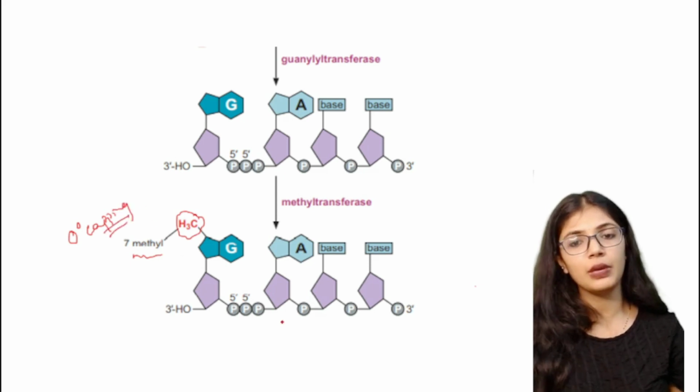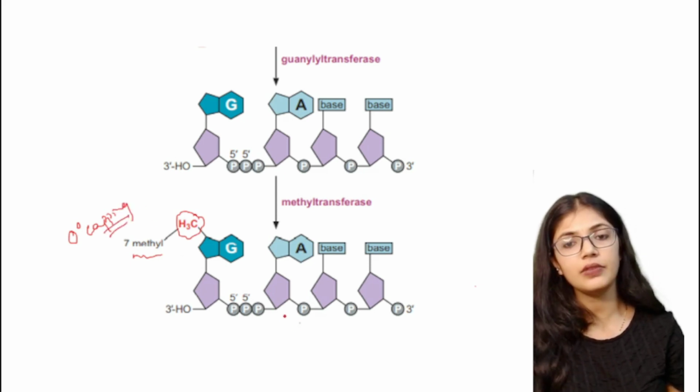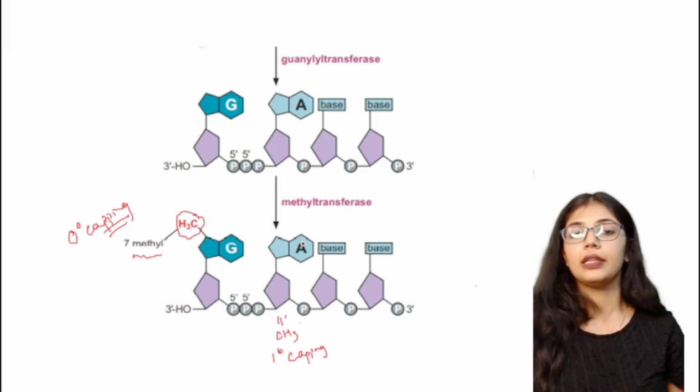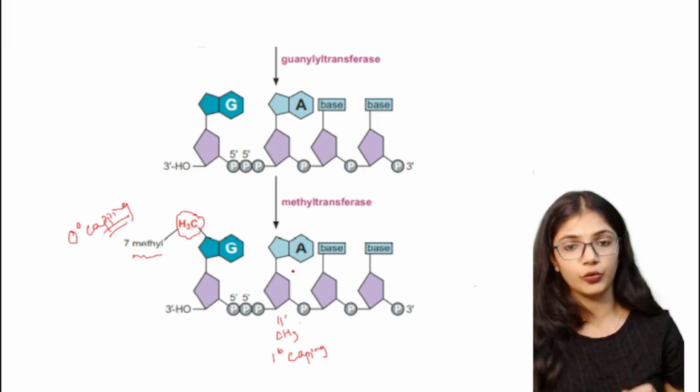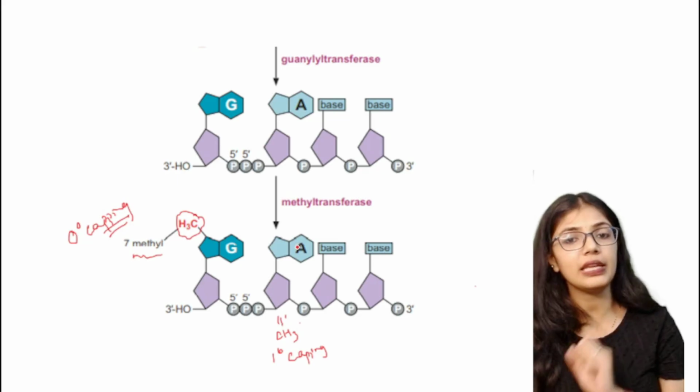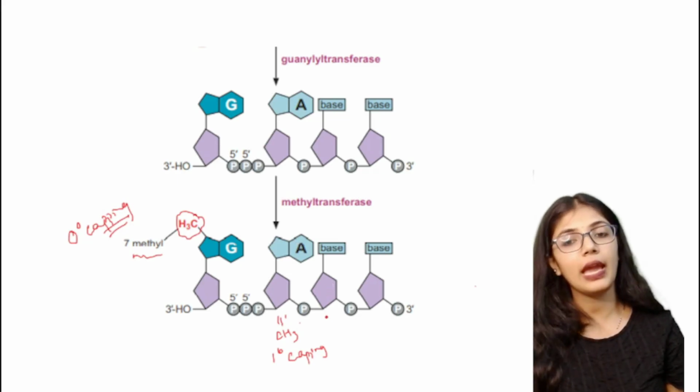If a methyl group is added to this adenine as well, it is known as primary capping. If adenine is not present in the first position, it will again be methylated at the second nucleotide. If the second nucleotide is methylated, it is known as secondary capping.